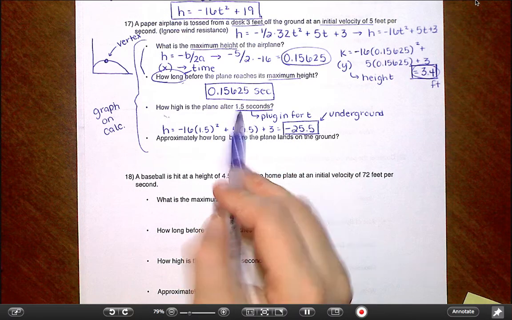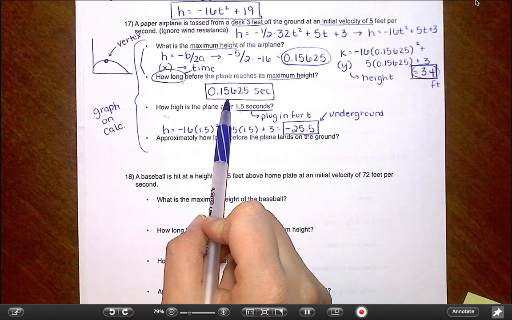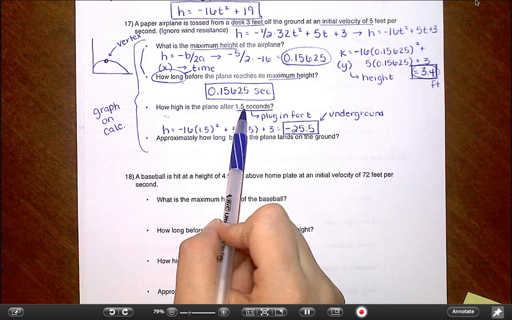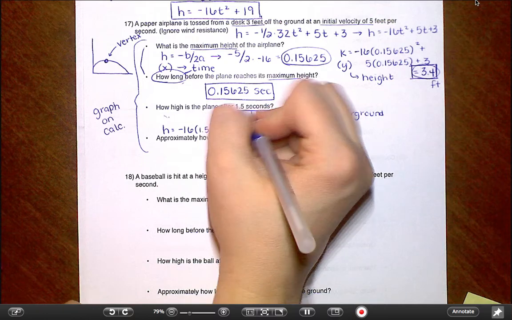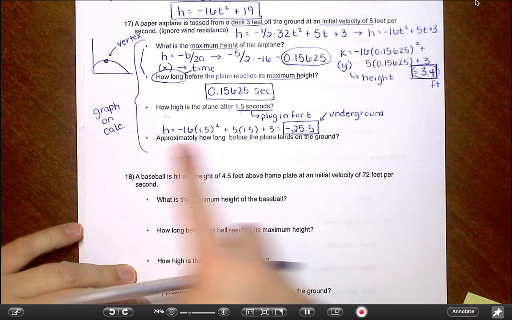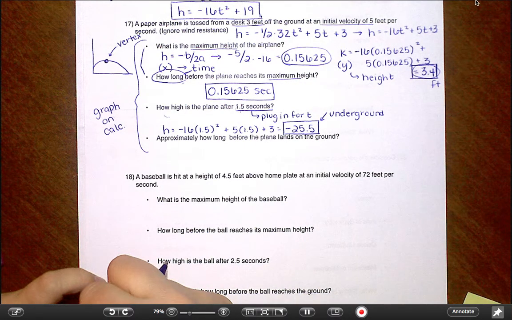And if you think about it, it reaches its maximum height at not even half a second. So by 1.5 seconds, this thing is already on the ground. And that's why we're getting this crazy answer. So this was a bad number for me to have chosen to give you. My fault, not yours. But mathematically, that's what you would do with that: you would plug in whatever number it gives you for t.